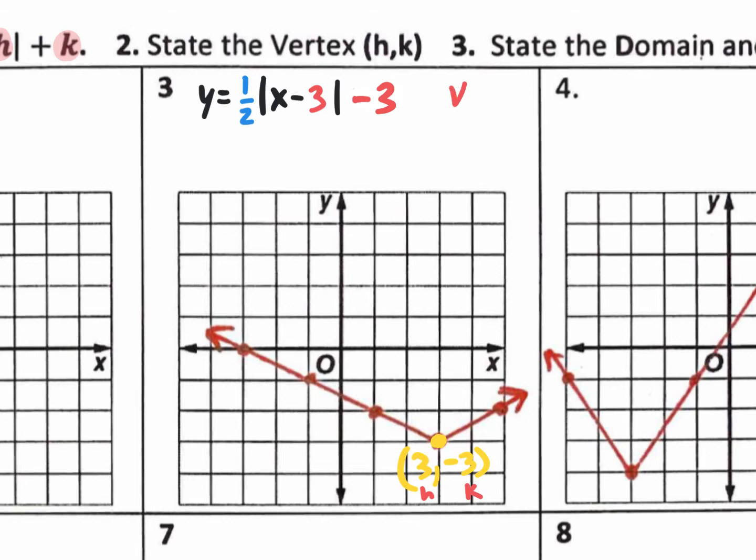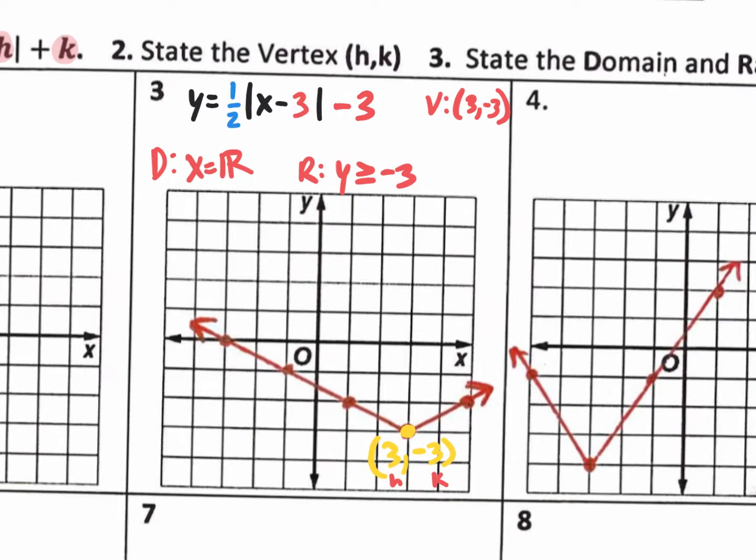Now let's state the vertex. The vertex is, we said, 3 comma negative 3. Let's also state the domain. You're going to say x equals all real numbers, and the range are your y values. Y is at the minimum value at the vertex and above, right? So that y value is negative 3. So how do we say y is at negative 3 or above? You say y is greater than or equal to negative 3. Okay. So pretty easy stuff.